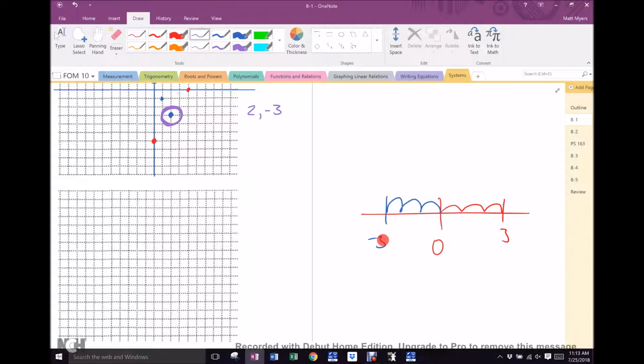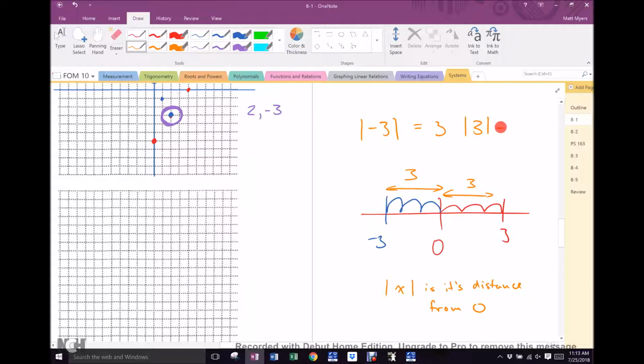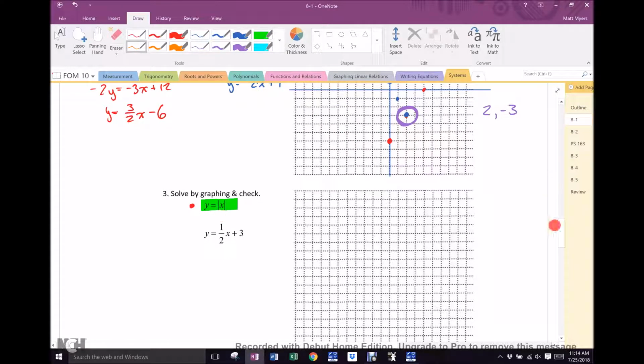Everybody cool? Now, because one is positive and one is negative, those are vectors, aren't they? Because they have a direction. Absolute value is a magnitude. This is 3, and this is 3. So the absolute value of any number is its distance from 0. So the absolute value of negative 3 equals 3. The absolute value of positive 3 equals 3. Does everybody understand? Everybody cool? Okay, so now let's go over here and see what we can do with this.